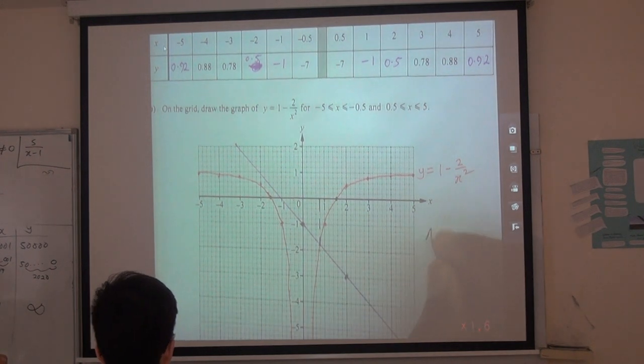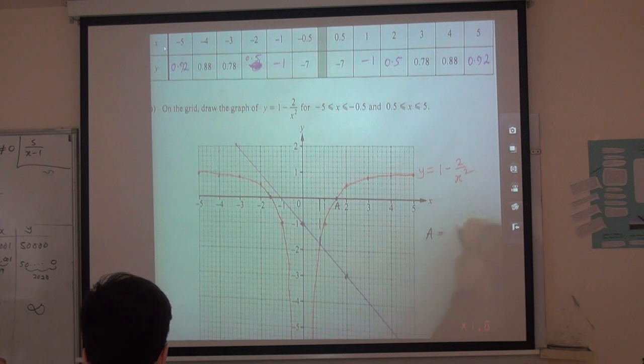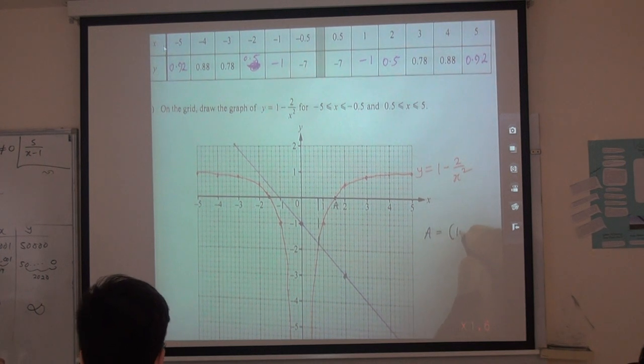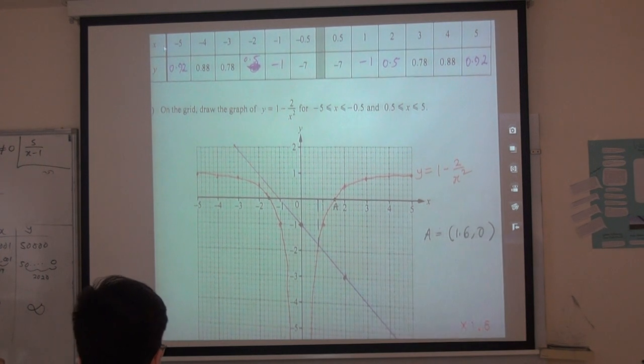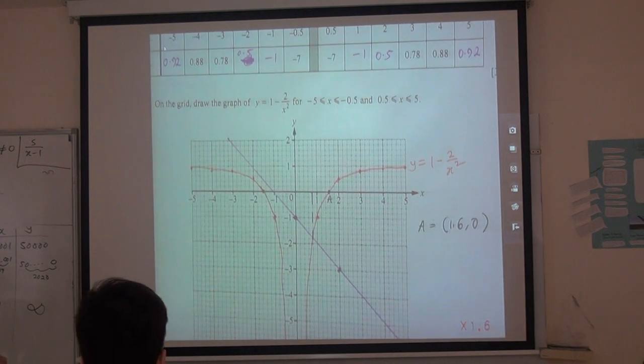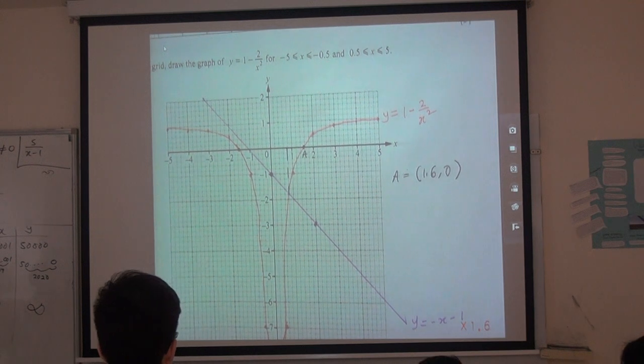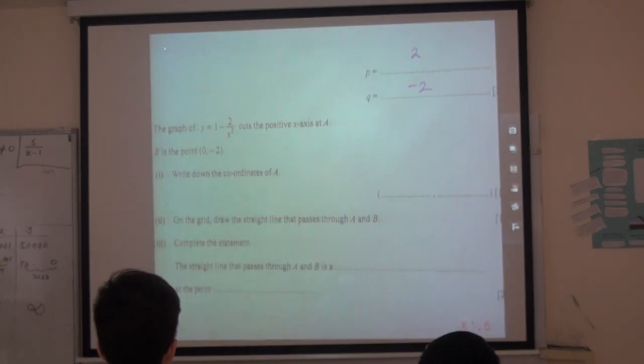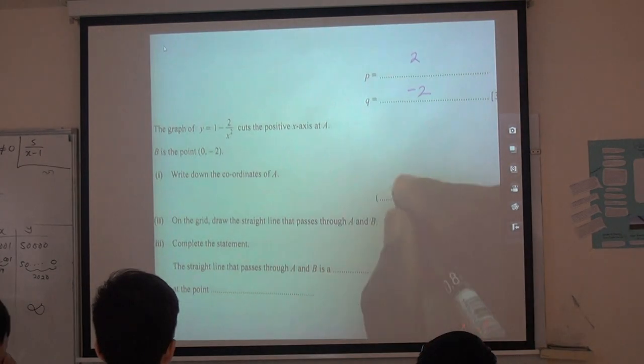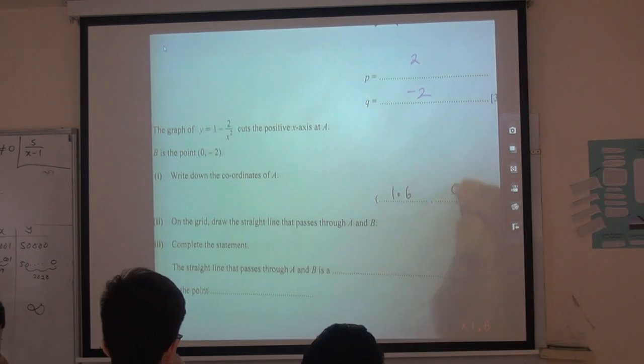A is (0, minus 2). So x is equal to what? 1.60. Something like that. So our A is 1.60. So we write it here.